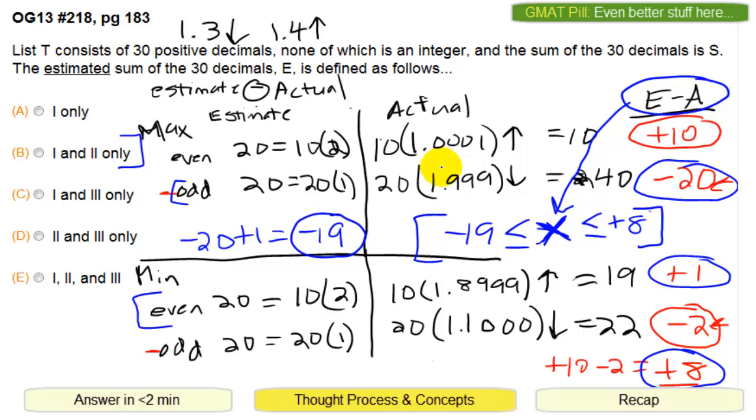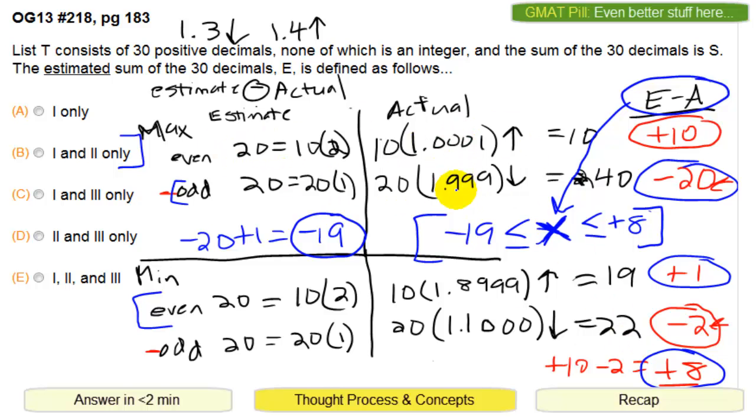We tried to find extreme examples of when the estimate is completely off from the actual. And it's most completely off when you have a situation like this, 1.0 rounding up to 2, and then 1.999 rounding down to 1. So these are the extreme situations. One is for even, and one is for odd in the tens digit.